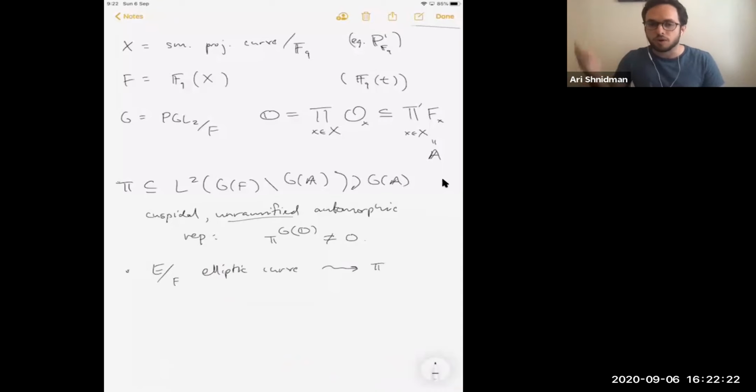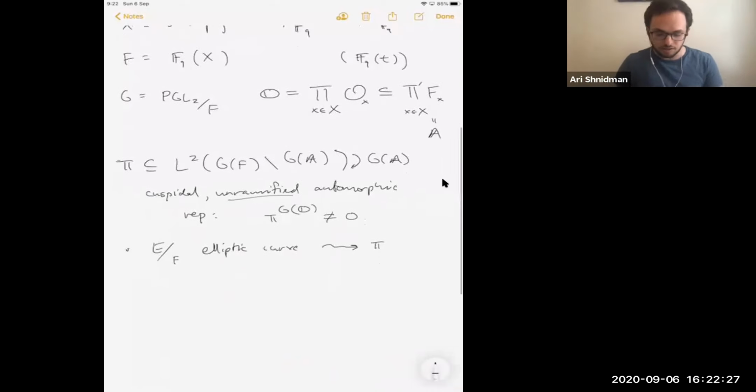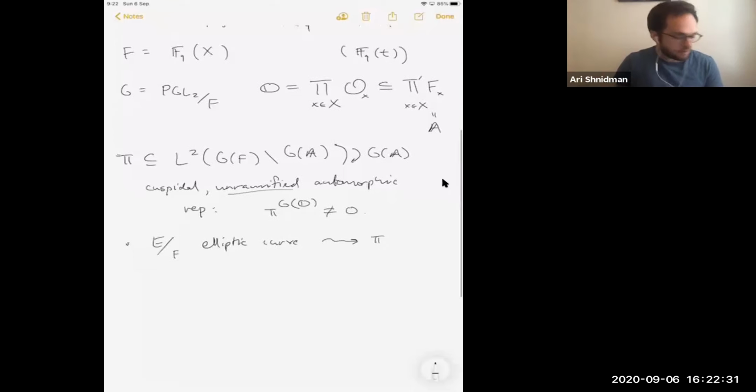For example, the number of points in each residue field for the elliptic curve. That kind of information is contained in pi. And so you could try to learn information about E, about geometry, from pi. That's kind of my motivation for this kind of thing.